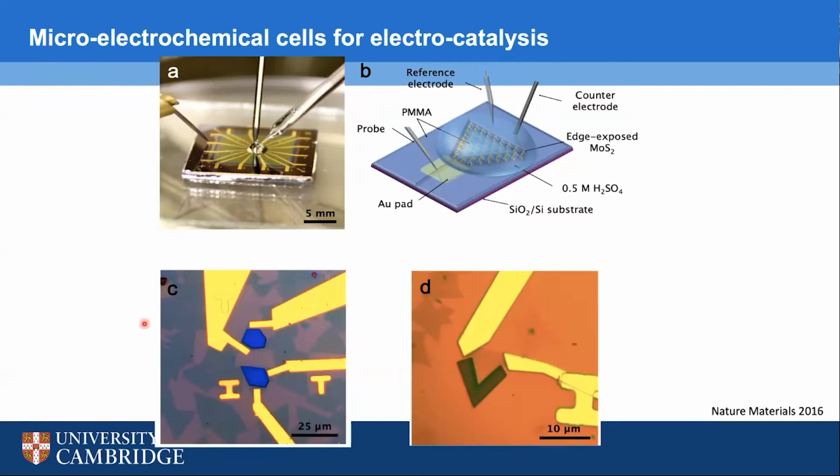And the reason why we wanted to do this is because early on there were a lot of questions on whether the edges were catalytically active, was the basal plane of MoS2 completely inactive, and whether the 1T phase was really catalytically active, or were we just measuring the edges. And so these microelectrochemical cells allow you to really probe all of the different aspects of our MoS2.